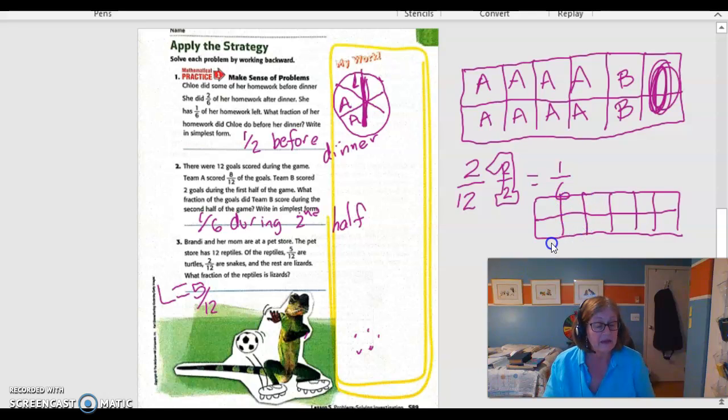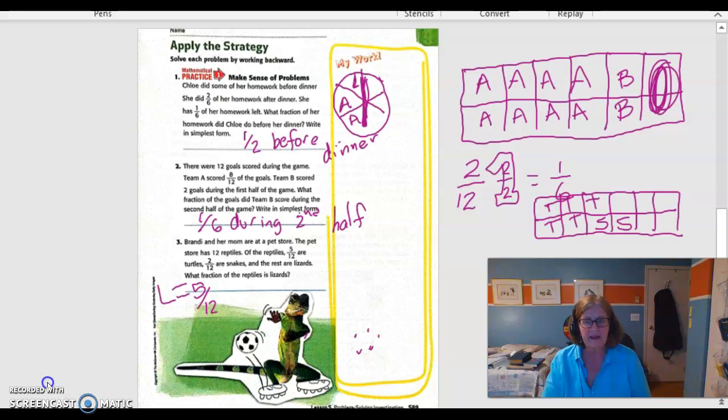Okay, so I know that 5/12 are turtles. I'll mark those with a T. 3, 4, and 5. And I know 2/12 are snakes. So how many does that mean we have left for the lizards? 1, 2, 3, 4, 5/12. So 5/12 would be your lizards.